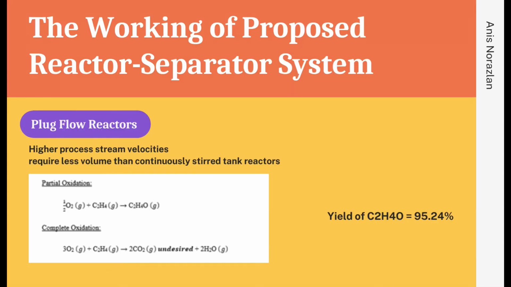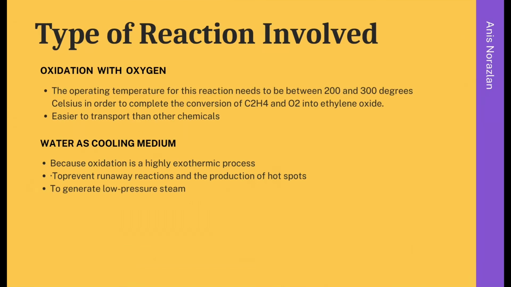For the working of the proposed reactor separator system, we chose plug flow reactors because they have higher process stream velocities and require less volume than CSTR. And in plug flow reactors, these are the two reactions involved. For partial oxidation, we have oxygen reacted with ethylene to produce EO, and then EO reacted with oxygen for complete oxidation to produce carbon dioxide and water, which are our undesired products. And the yield of ethylene oxide can be as high as 95.24%.